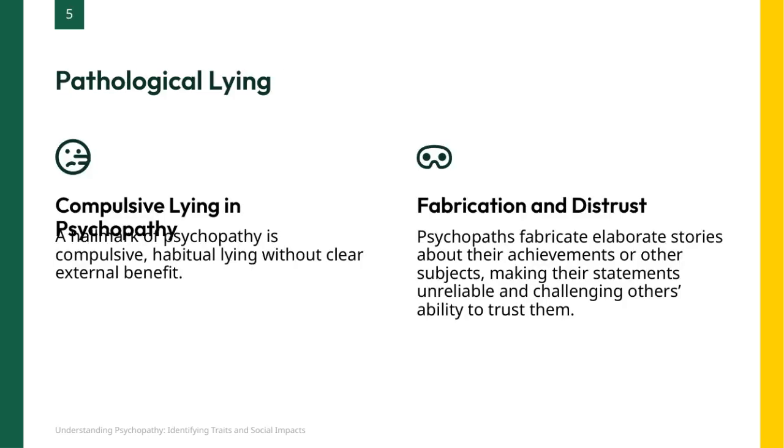One of the key features of psychopathy is compulsive lying. Unlike occasional lies that serve a specific purpose, these lies are habitual and arise without any obvious external gain. Psychopaths engage in this kind of lying almost automatically. Additionally, they often create detailed and elaborate stories about their accomplishments or various other topics. This habit makes it very difficult to trust anything they say, since their statements become unreliable. This constant fabrication not only damages their credibility, but also undermines relationships and trust with others.